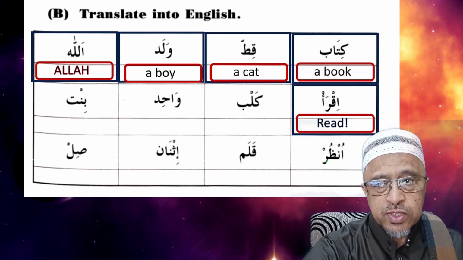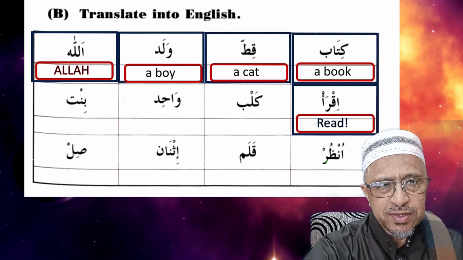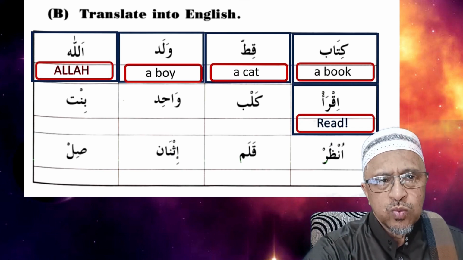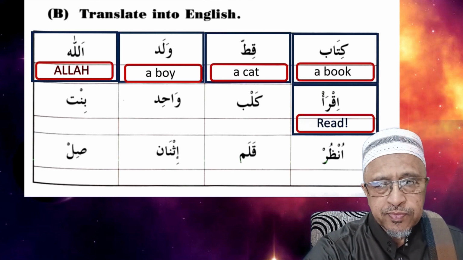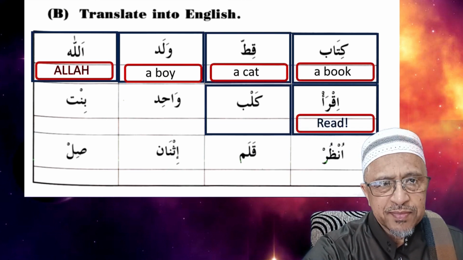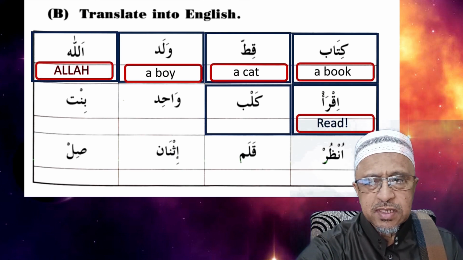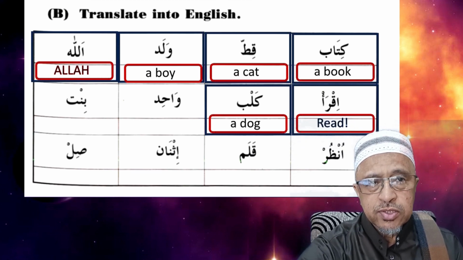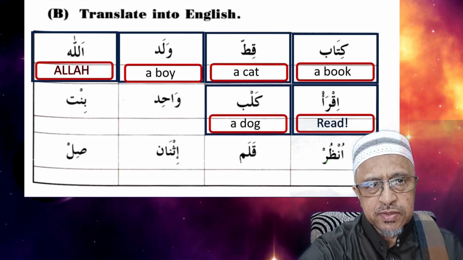So this word, as you can see, ends with a sukoon, iqra. And that is normally an indication of an instruction where the word will end with a sukoon. Iqra, read. Next word, what is that? Kalb. And kalb means what in English? A dog. So once again, it's a dog, so we can say kalbun.